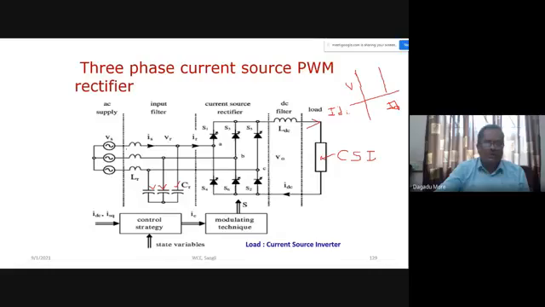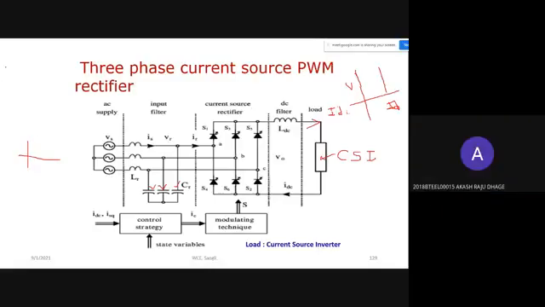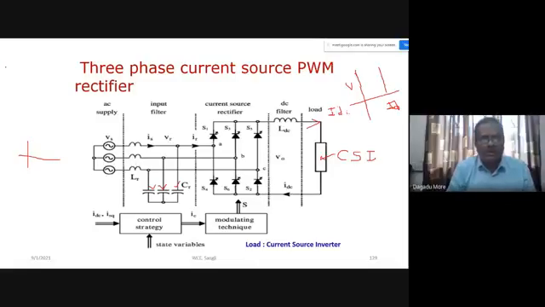What is our expectation from this 3-phase current source PWM rectifier? What should be the nature of the current it will take from the supply, and at what power factor will it operate? Anybody? What is the expected current from the source that this current source rectifier will take?